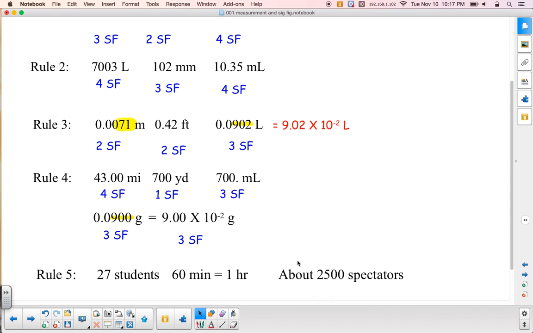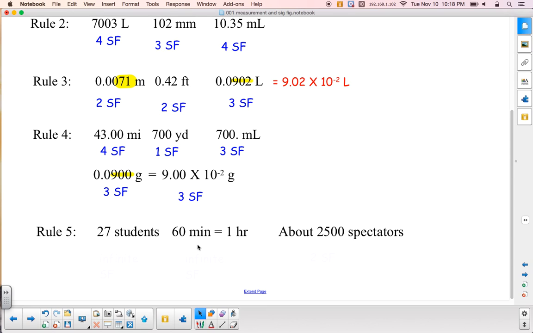Once we put it into scientific notation, the two leading zeros disappear and the trailing zeros will remain. When moving a number from standard notation into scientific notation, it is important that you keep the zeros that had been significant in the first number. Make sure that you don't drop those when you convert into scientific notation.